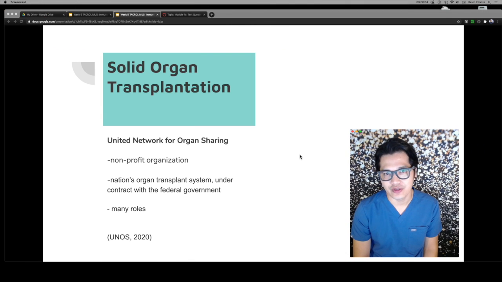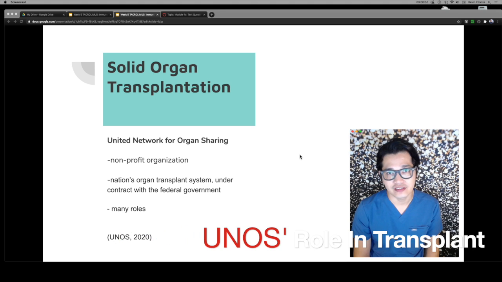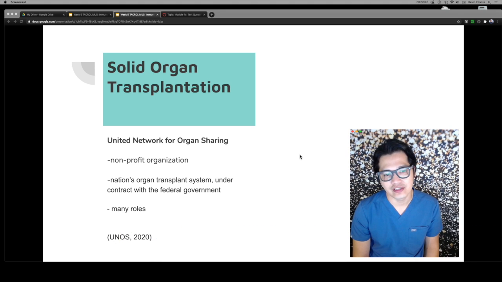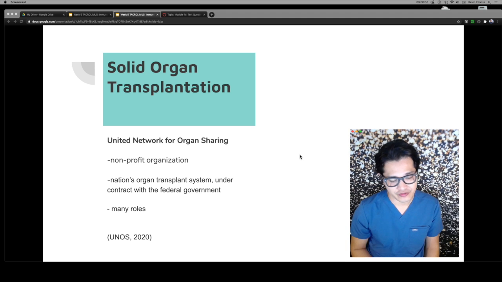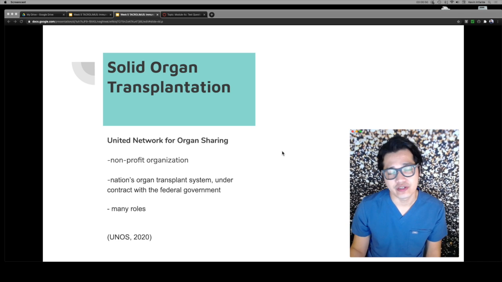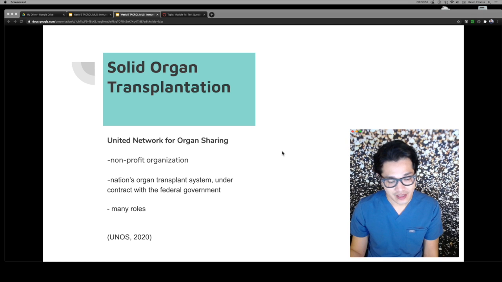Now let's go over to solid organ transplantation overview. We cannot discuss solid organ transplantation without mentioning UNOS, or the United Network for Organ Sharing. This is a non-profit organization and is the nation's largest organ transplant system under contract with the federal government. It has many different roles, one of which is managing the national transplant list, matching donors to recipients, maintaining the U.S. organ transplant database, providing 24/7 support to the transplant community, and ensuring that organ allocation policies are followed.